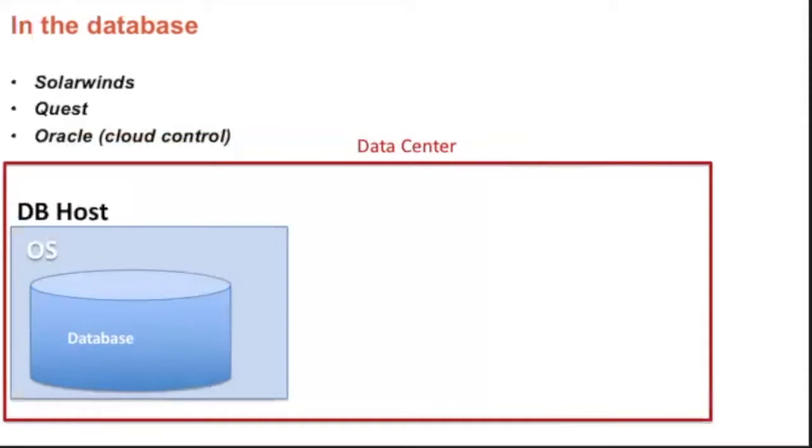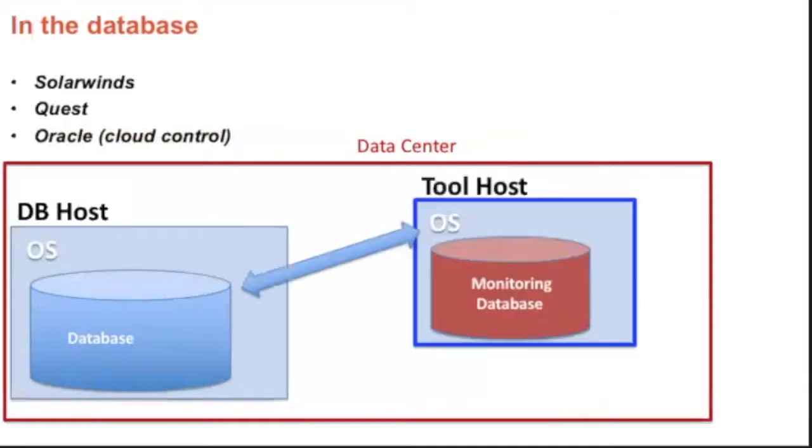And that's sort of what we grew up with. In the beginning, we didn't have access to a bunch of networked machines or resources or cloud. So we put the data we want into the database we're monitoring. With other tools like Solarwinds or Quest or even Oracle Cloud Control, the idea is to have some other machine that has a database running on it, and we load the data into that machine in the same data center.